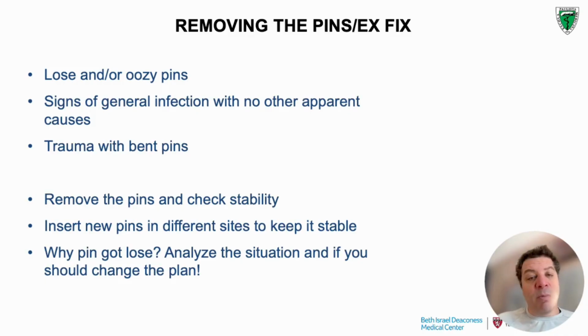If it's completely loose and oozing a lot, the pin should be removed. Signs of systemic infection, as I just mentioned before, are also signs that you have to take them down. Sometimes these patients can fall, like the guy from the bike that I showed you a few slides ago. If they have any trauma and the pins get bent, it means for sure that the stability of the construction is affected and should be revised.